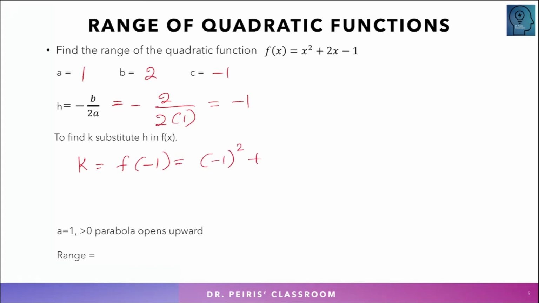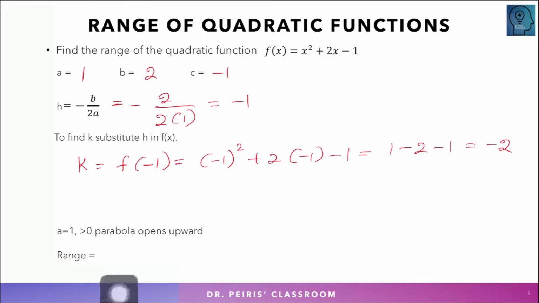-1 squared plus 2 times -1 minus 1. So x equals -1 was substituted here. Then you simplify this to find out the answer. So this is 1 minus 2 minus 1, which is -2. So the k value is -2.